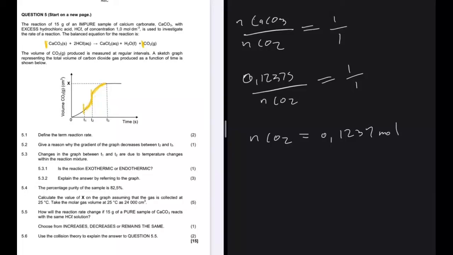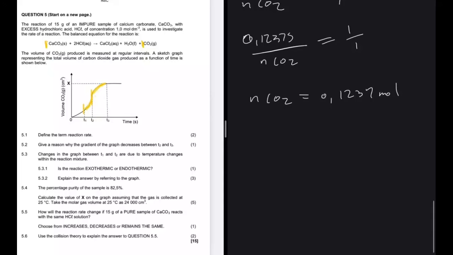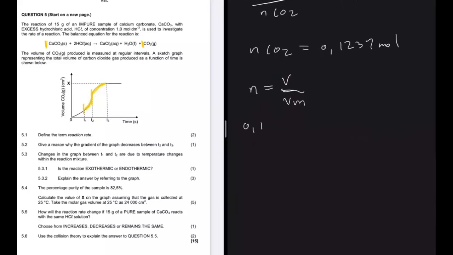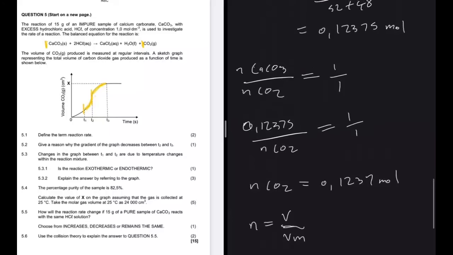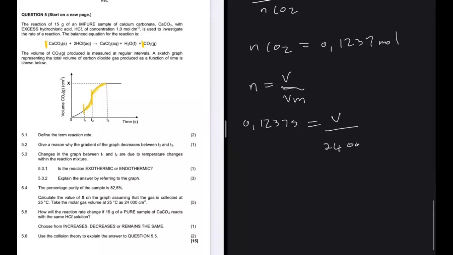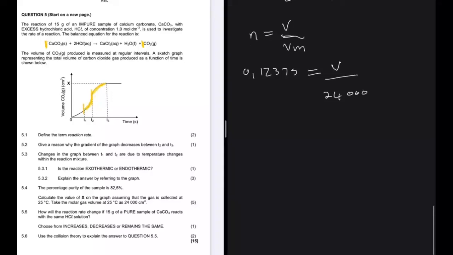So now we have determined the number of moles of CO2. We can then find the volume of CO2. But how do we find the volume? We know that you can determine the number of moles by dividing the volume by the molar gas volume, right? So we have n equals V divided by Vm. We know what the number of moles is, that's 0.12375 equals the volume divided by the molar gas volume, which is 24,000. So if we cross multiply, we can then determine our volume, the value of X.